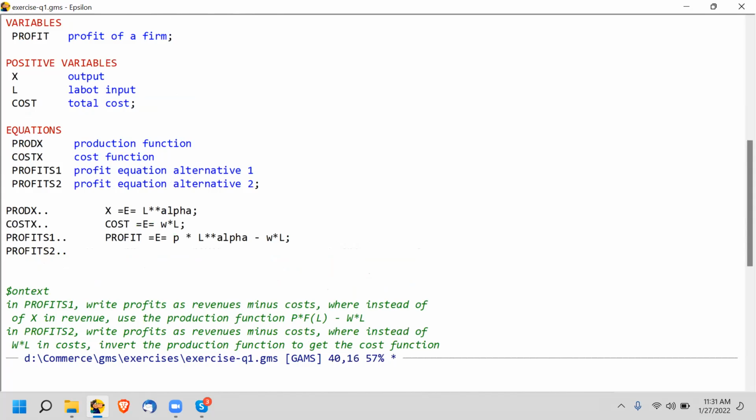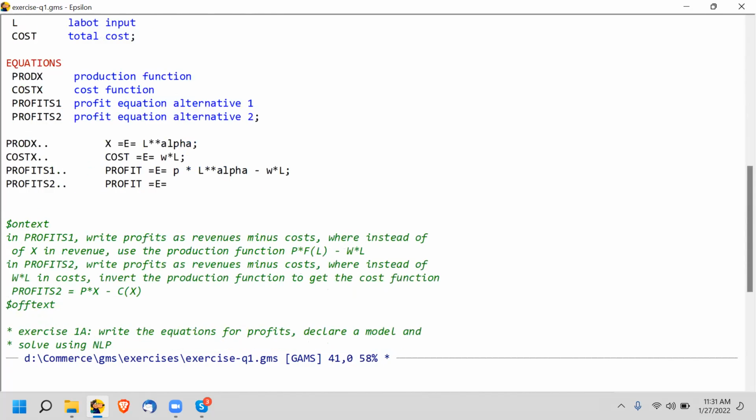And this one says profit is equal to, in profits two, revenue minus costs, where instead of W times L as the cost, we invert the production function to get cost as a function of X. So price times X, so this is going to be P times X, minus C of X. And then C of X comes from this expression for production of X. It's W times L times X star to the 1 over alpha.